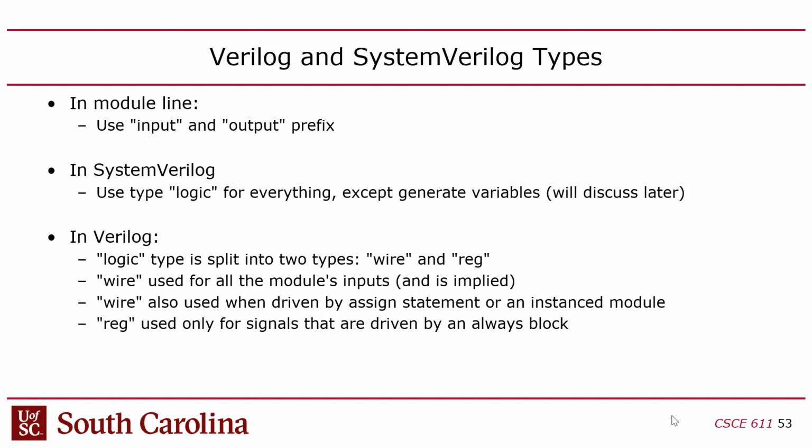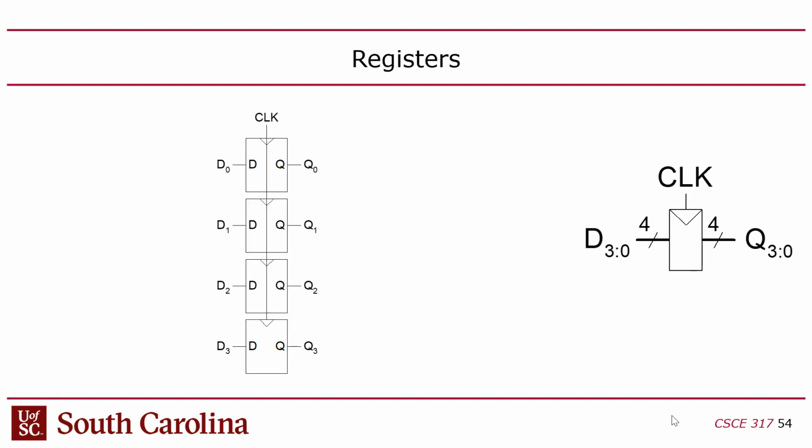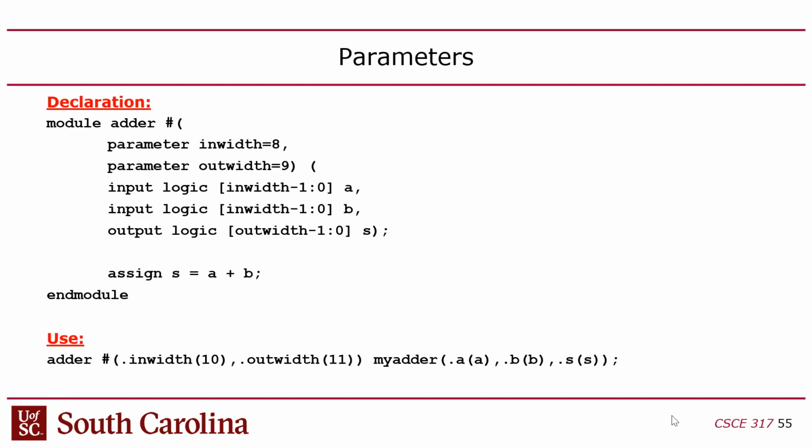Now, why did I bring this up if we're using System Verilog? Because in Platform Designer, when you create an IP block, that IP block has to be written in Verilog. I don't know why. It's a limitation of the tools, but it's not a big deal because this is the only difference, for the purpose of what we're doing in class. So you should be aware of that. Okay. Another thing is parameters.